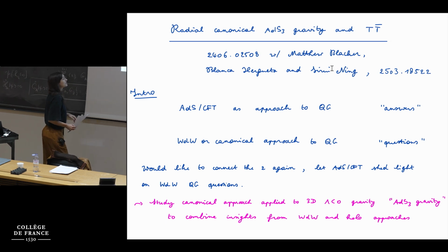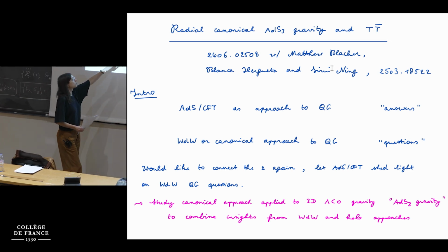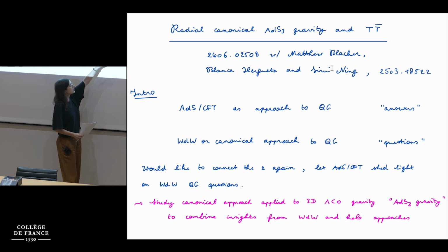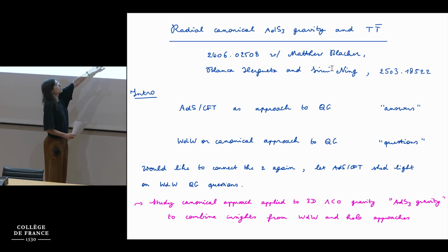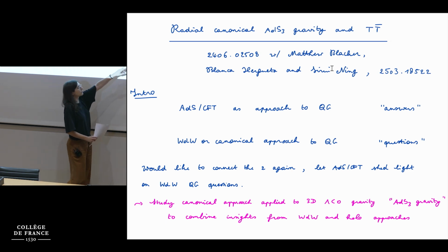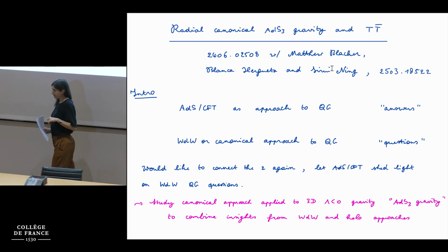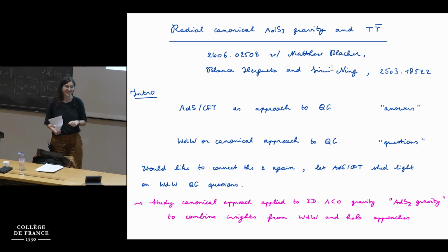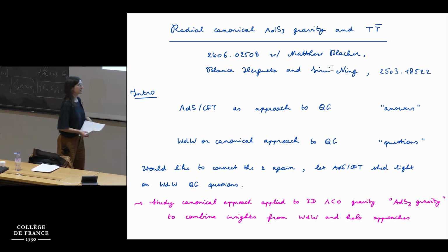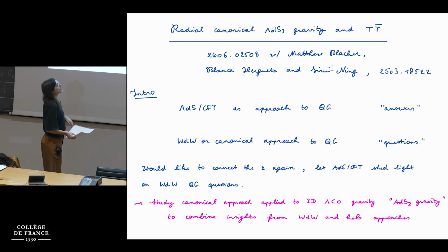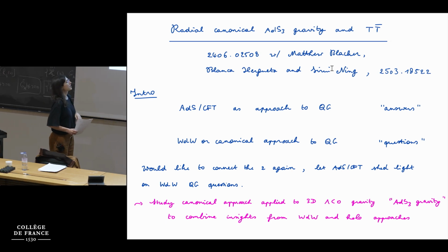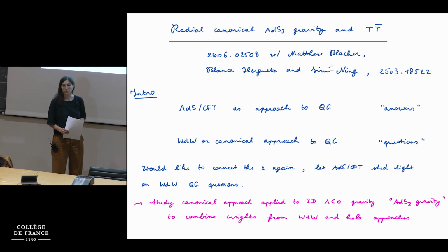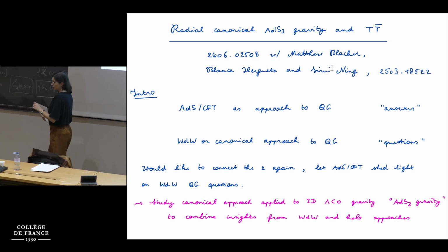So for that reason, we're interested in studying the canonical or Wheeler-DeWitt approach applied specifically to three-dimensional, in this talk, negative cosmological constant gravity, which I'll refer to as AdS3 gravity. Okay, so this is with the optimistic reasoning in mind that we could connect questions to answers at some point, but at the very least, if you don't follow that argument, we want to combine insights from Wheeler-DeWitt and holographic approaches.